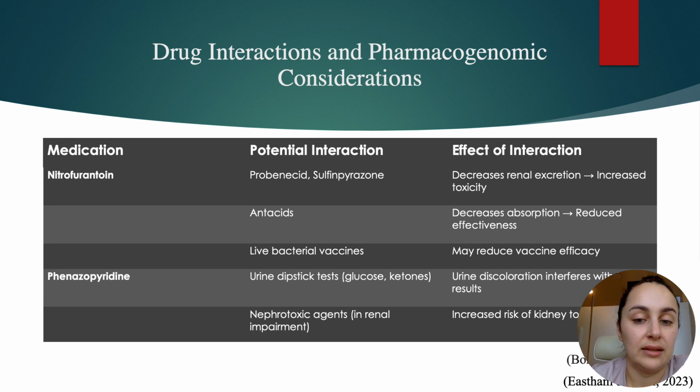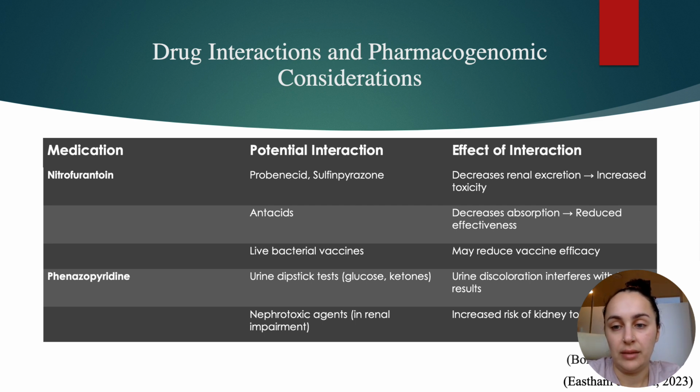Drug interactions and considerations. Nitrofurantoin has several notable drug interactions that affect its absorption, excretion, and overall effectiveness. When taken with probenecid or sulfinpyrazone, both of which are uricosuric agents, there's a significant reduction in renal excretion of nitrofurantoin. This leads to increased blood levels of the drug, which raises the risk of toxicity without enhancing its urinary antibacterial effect.